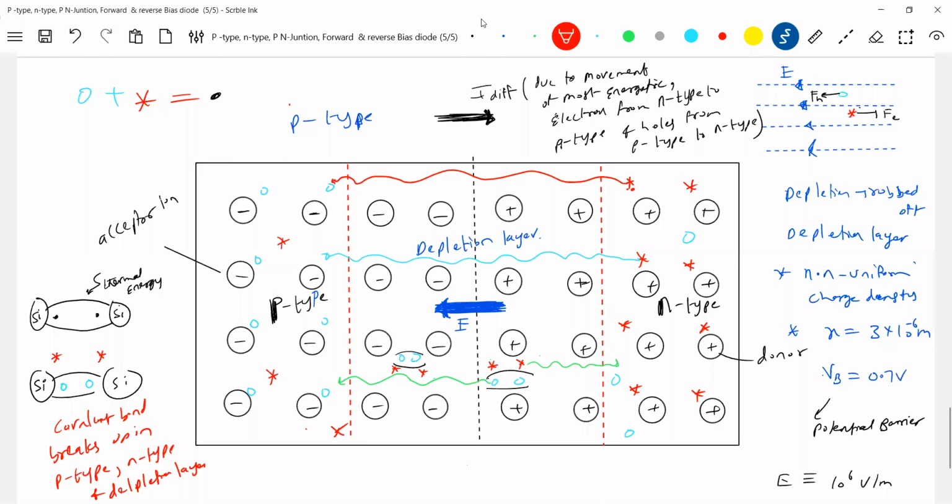Tell me, this hole, how will it move? Because of electrostatic force, it will move like this. What about this electron? It will start moving from here. Okay, got the idea now?